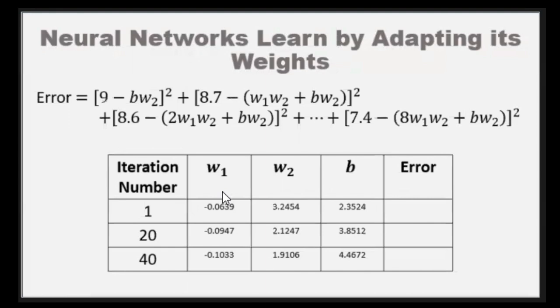This is the number of iterations: iteration 1, iteration 20, iteration 40. Iteration, epoch, training cycle, all are the same thing. In the first training cycle, these are the weights assigned and this is the B value it is getting, so when you calculate the error, definitely it will be higher. Then after the 20th iteration, these are the weight values and you can calculate the error. And at the 40th cycle, these are the weight values, and you can calculate the error.